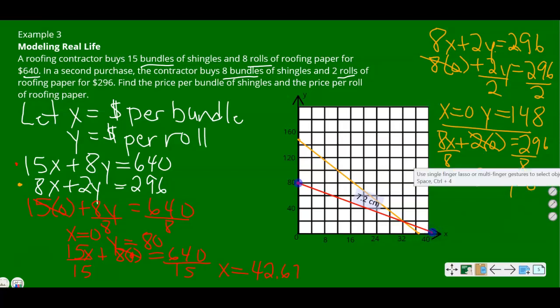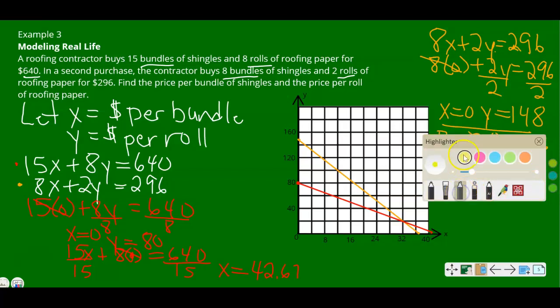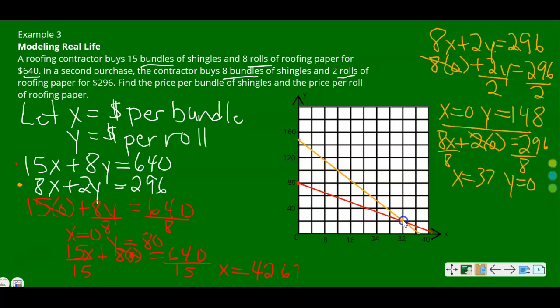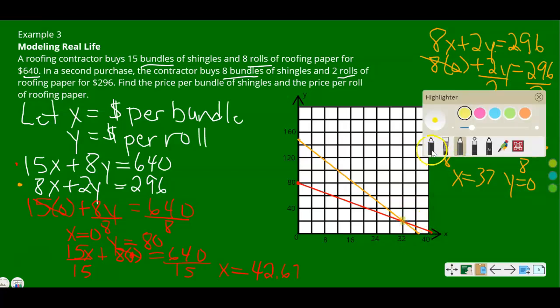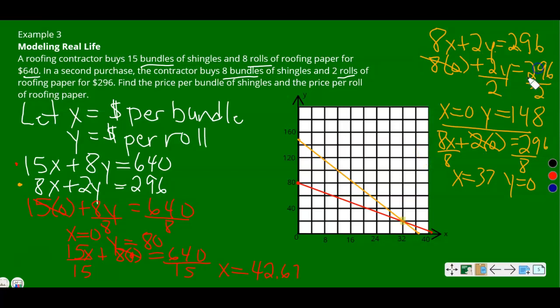All right, and now what are we looking for? We're looking for the solution of this system. We're looking for the x and y that make both of these equations true. So we're going to look at the point of intersection, which looks like it's going to be right here. So what does that point represent? So that point represents 32. And since this is 40, these are by 20. So it looks like 32 and 20.